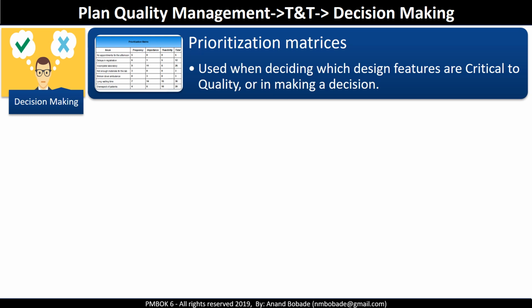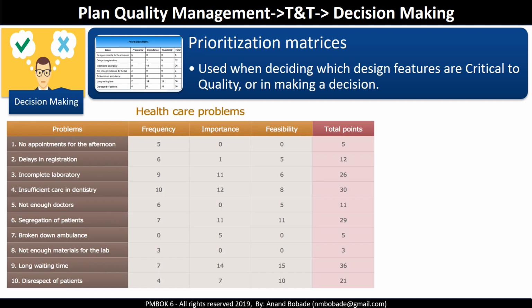Prioritization matrix is a decision-making tool, also called criteria matrix. It can be used when deciding which design features are critical to the quality, or in making a decision related to any set of criteria like the frequency, severity, etc. Prioritization matrices take various alternatives developed during the brainstorming and interviews and rank them based on the criteria that are decided upfront in the quality management plan.